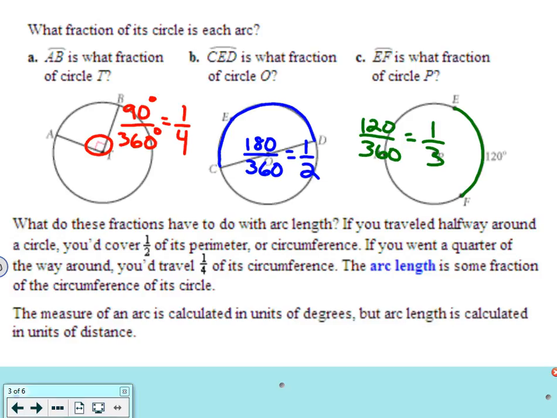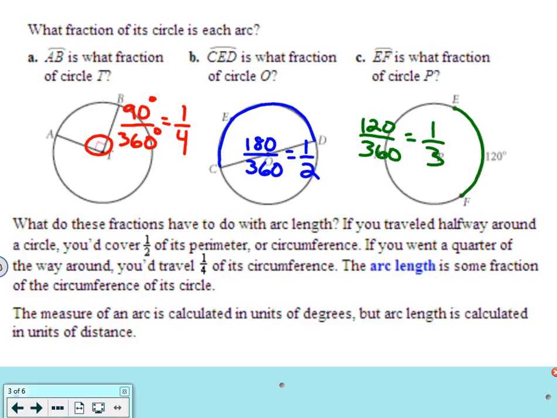And then we have a final note here that says the measure of an arc is calculated in units of degrees, but arc length is calculated in units of distance. And of course, we know units of distance can be inches, feet, meters, kilometers, miles, right? Units of distance. As opposed to arc measure, which is the measure of an angle, that's measured in degrees.